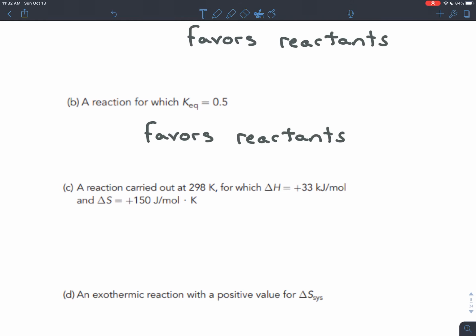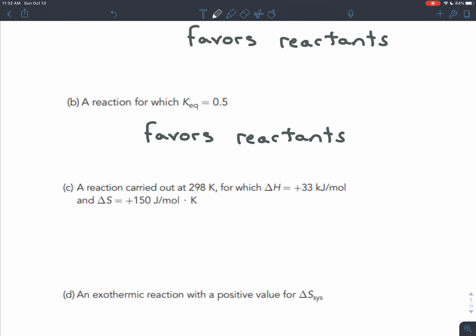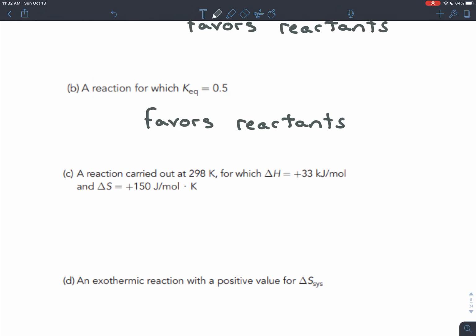For C, they say a reaction carried out at 298 Kelvin, for which delta H, and then they give you values of delta H and delta S. With this, you just want to plug those values into our old equation, delta G equals delta H minus T delta S, and we can see quantitatively whether that reaction is likely to happen. In the enthalpy here, the energy is not arranged in a very favorable way. Notice the units are really the place where most people make a mistake.